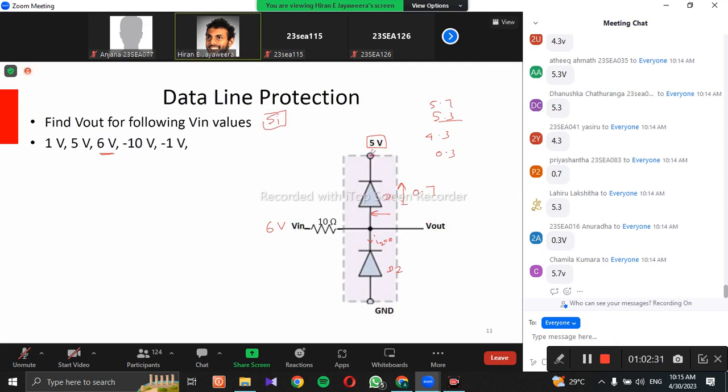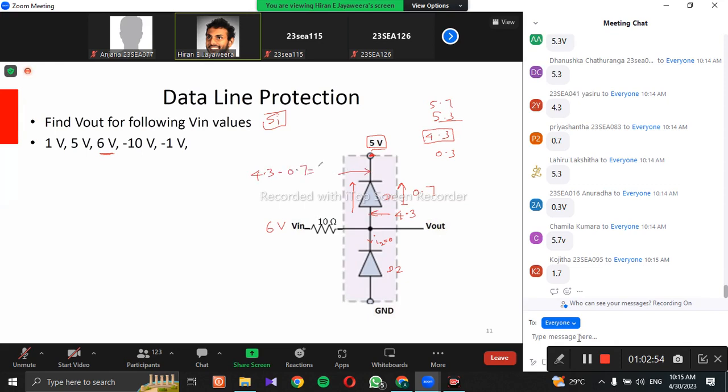Now, you have 5 volts here, right? So let's assume that we have 4.3 volts at this point. If you have 4.3 volts and we drop 0.7 here, you're expecting 3.6 volts, which is not correct. We have 5 volts. So 4.3 is not correct. Is it clear to everyone?